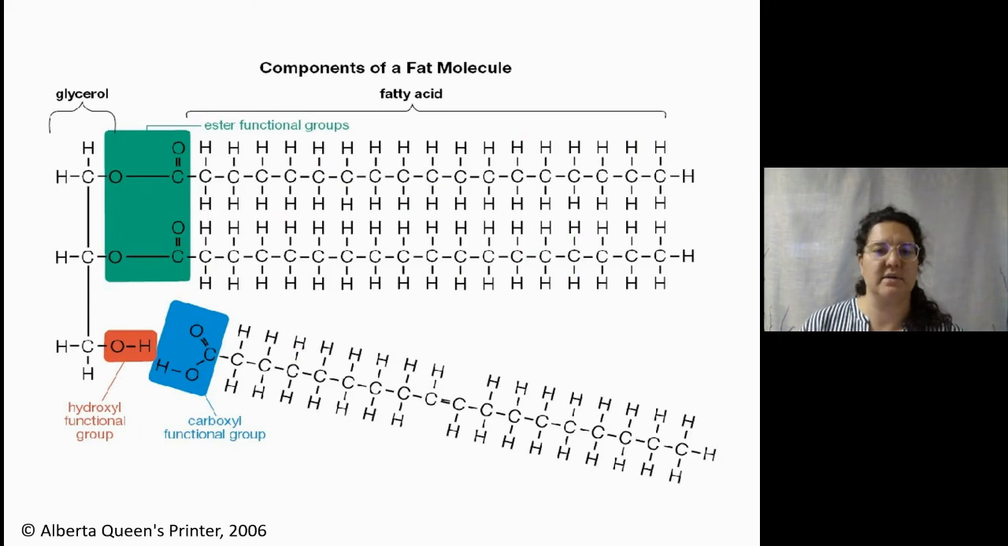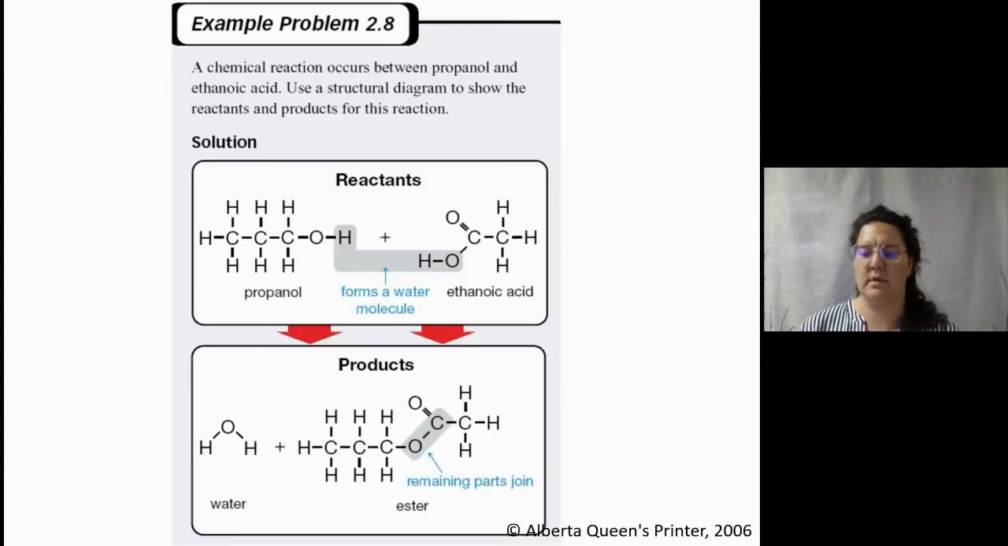Now, dehydration synthesis is also how a fatty acid molecule is combined. So we have water that's removed from this substance in dehydration synthesis. So when we have a chemical reaction, a chemical reaction is going to occur between propanol and ethanoic acid. So we're going to use a structural diagram to show the products and the reactants. So here we're going to remove this water molecule between the end of this alcohol and this alcohol here on the carboxylic acid. So we have water being produced.